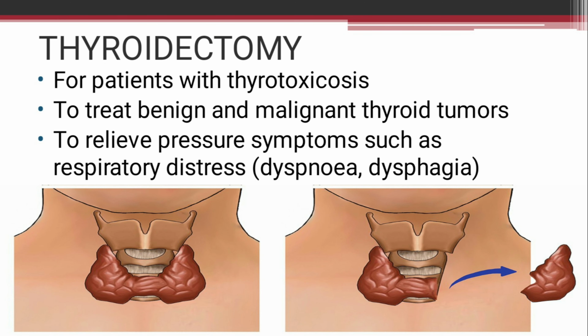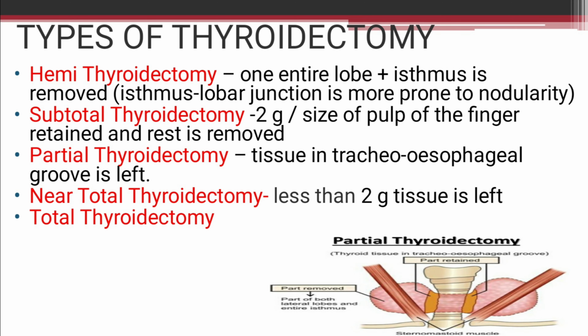A surgical method called thyroidectomy is usually done for patients with thyrotoxicosis and to treat benign and malignant thyroid tumors and also to relieve pressure symptoms such as respiratory distress that causes dyspnea and dysphagia, which is difficulty in swallowing. Here are some types of thyroidectomy like hemithyroidectomy, subtotal thyroidectomy, partial thyroidectomy, near total thyroidectomy, and total thyroidectomy.